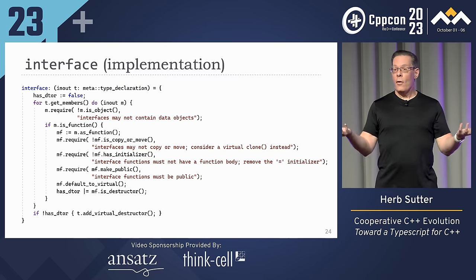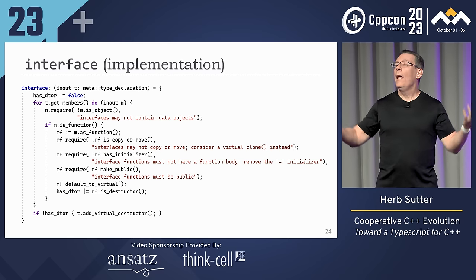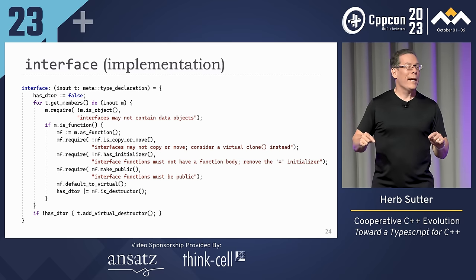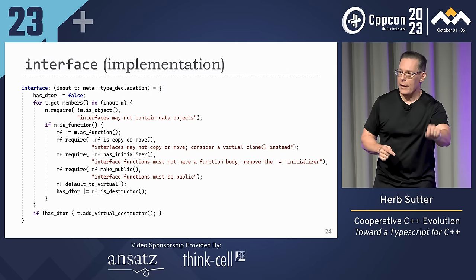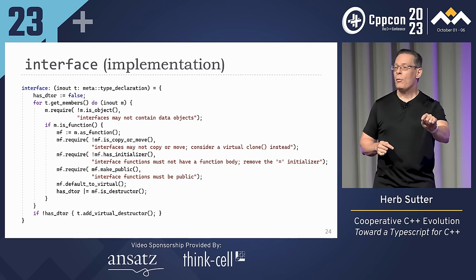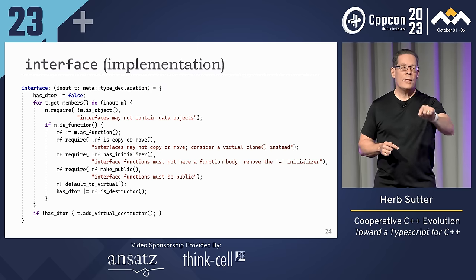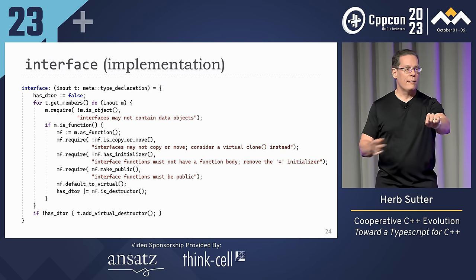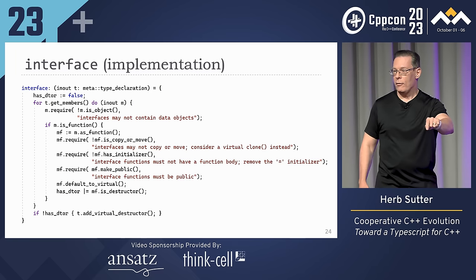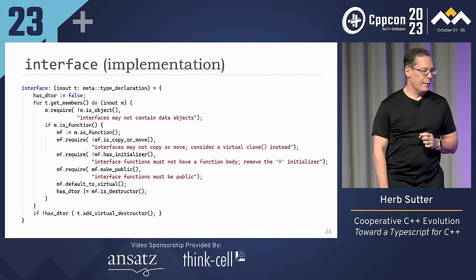And all it's saying is, you know that class that can express anything? Right now, I'm not trying to write anything. I'm trying to write an interface. So tell me if I put in a data member and make it an error. Apply the default of public and virtual to my function if I didn't write it myself. So I don't have to write it, because defaults are great.